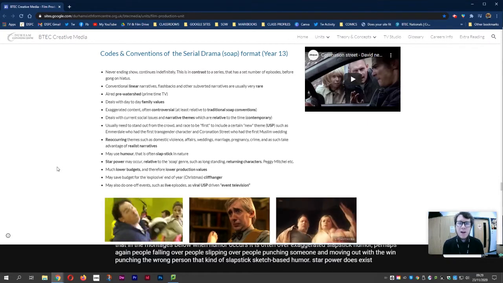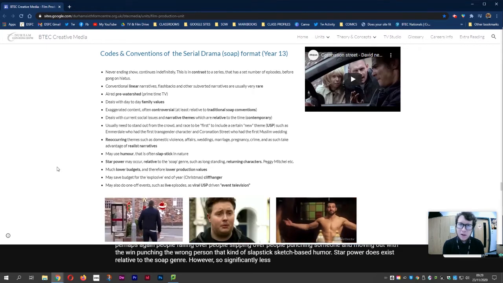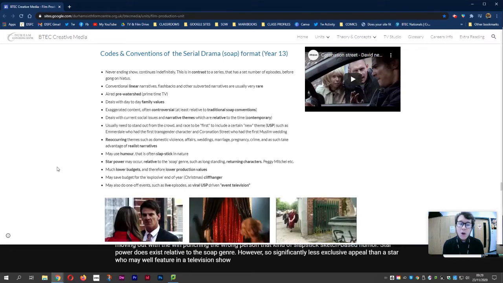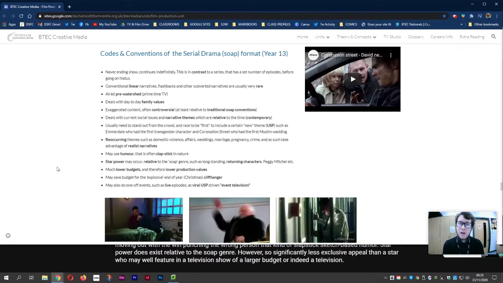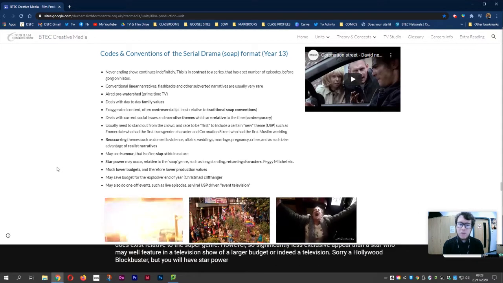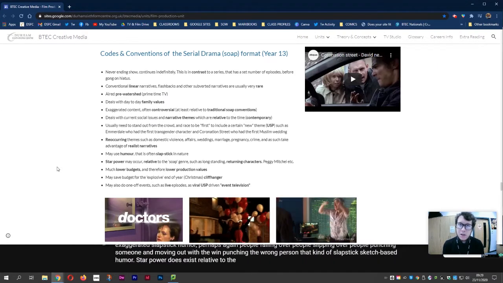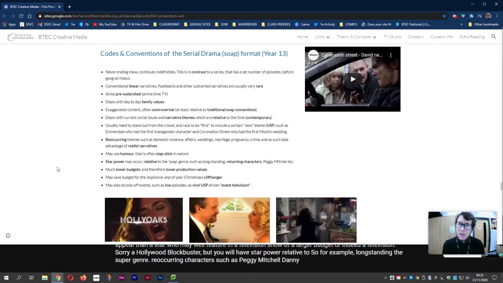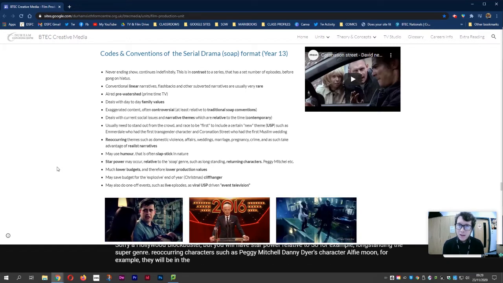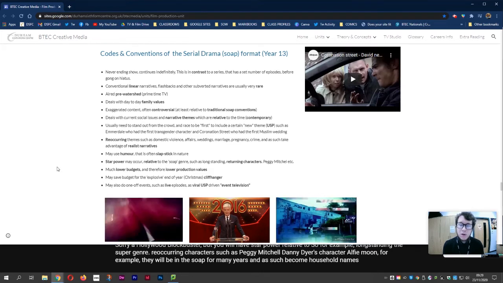Relative to the soap genre, however, so significantly less exclusive appeal than a star who may well feature in a television show of a larger budget, or indeed a Hollywood blockbuster. But you will have star power relative to the soap genre. So, for example, long-standing reoccurring characters such as Peggy Mitchell, Danny Dyer's character, Alfie Moon, for example. They will be in the soap for many years and as such become household names relative to the soap genre.